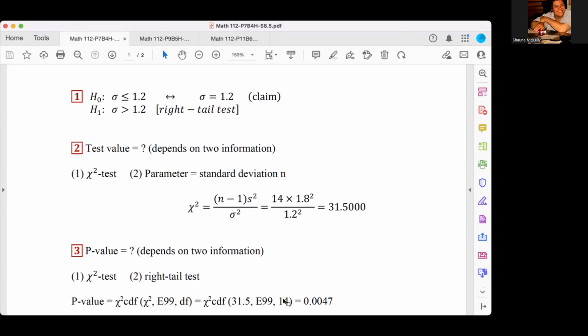So can you write this formula, Shana? P-value is equal to chi-square CDF. P-value is equal to chi-square CDF, 31.5, comma, positive infinity, comma, 14. Got it. I'm going to stop sharing my screen and bring my calculator out.